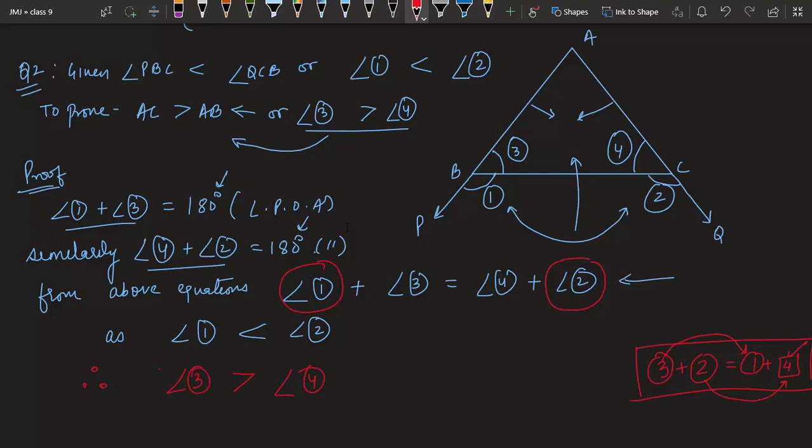And hence we can say the side AC is larger than AB because the side opposite to the larger angle is longer. That's it. You can try the remaining questions on your own. Thank you.